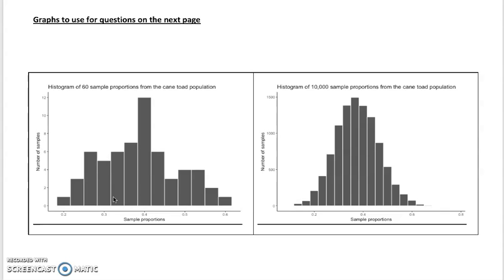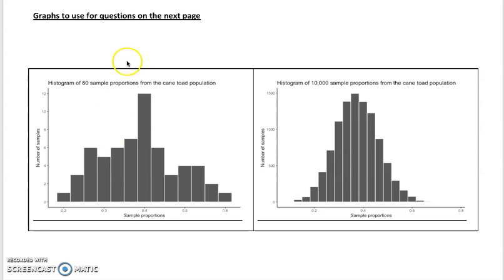So we're going to use these two graphs here on the next page. This graph is a histogram of 60 sample proportions from the cane toad population. So as if we had maybe our class, everybody do this twice and write out their sample proportion. This graph represents 10,000 sample proportions. So, maybe if we did this over and over and over again.